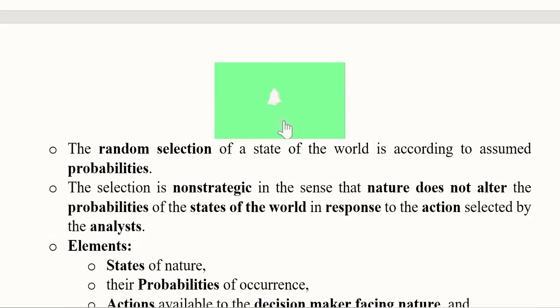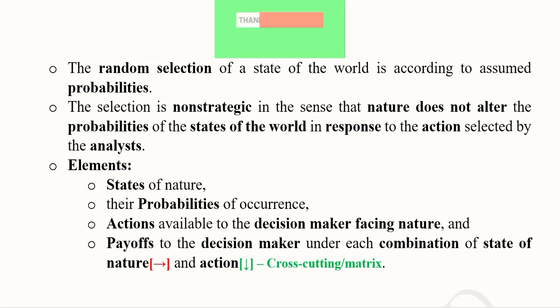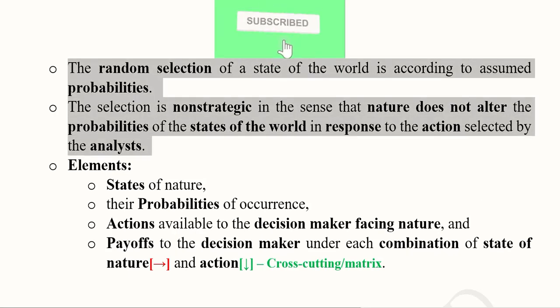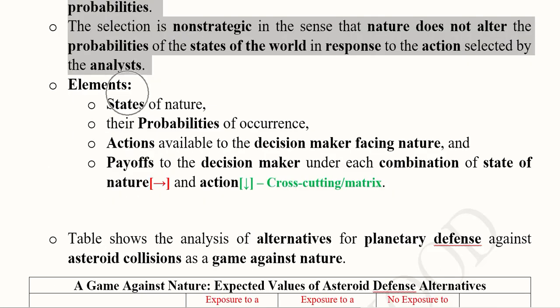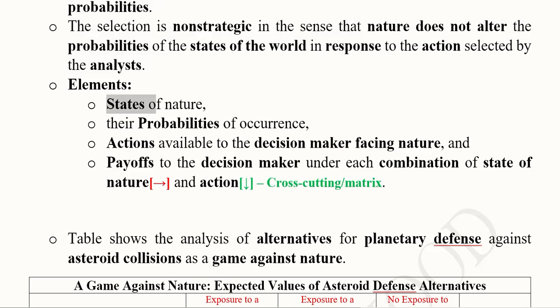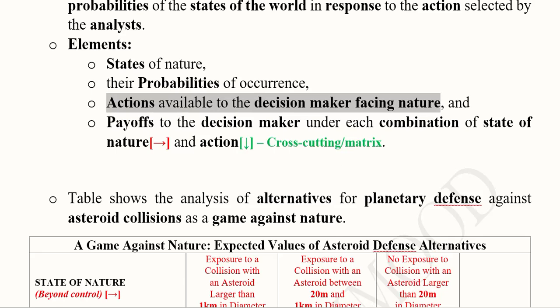So let's focus on this example. These two lines, you can pause the video and read them because they are already explained in words. Now we come to the elements of the game against nature. It will have various states of nature, and there will be probabilities of the occurrence of these states of nature, and there will be actions taken by the decision makers who are facing nature, and there will be payoffs consequently. There will be combinations of the state of nature and the actions that we take.